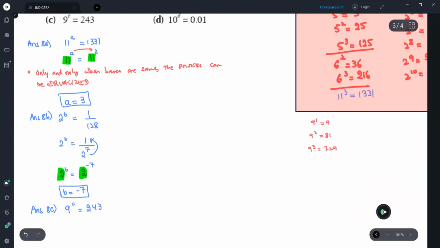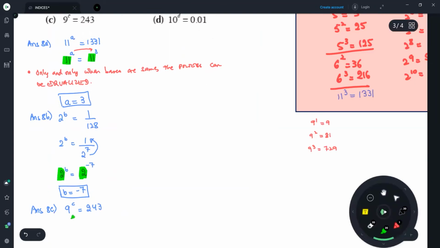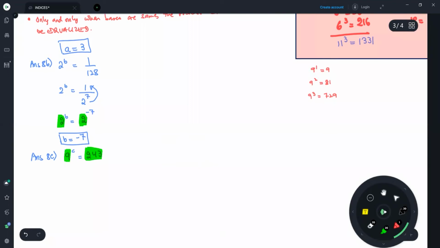So what you're going to do is, being my students, you're going to break down the bases on both the sides. Okay, I'll do it with you. Can I say 9 could be written down as 3 squared? Yes, sir. And 243 actually is 3 to the power 5. 3 to the power 5 is 243.